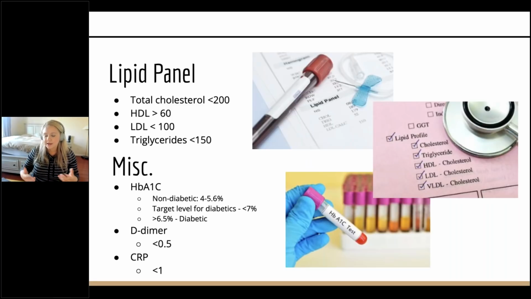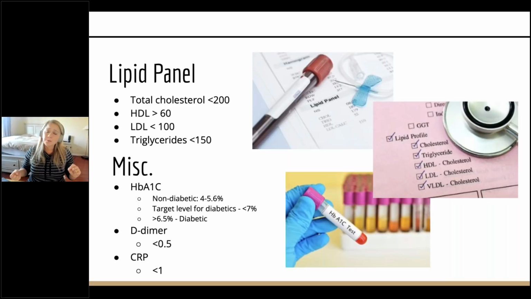This is a protein that elevates in the body when we have inflammation. I don't know why we have inflammation. I don't know where we have inflammation. But if my CRP is high, I know that there is an inflammatory process going on somewhere in the body. So that just gives us another clue as to what could be going on with the patient.